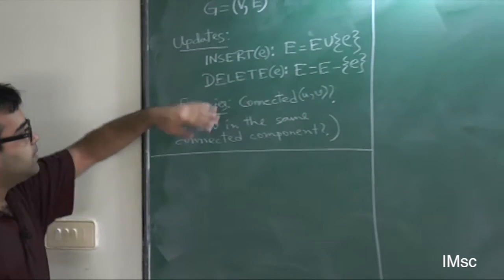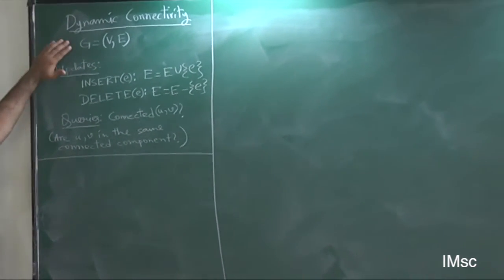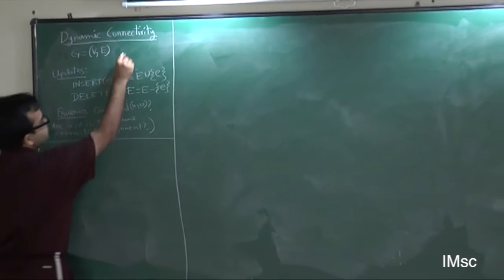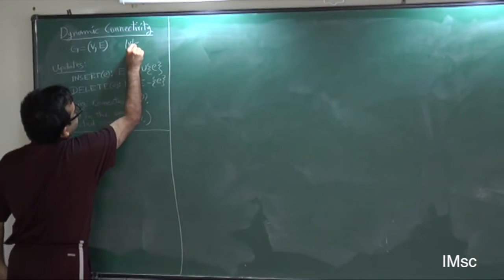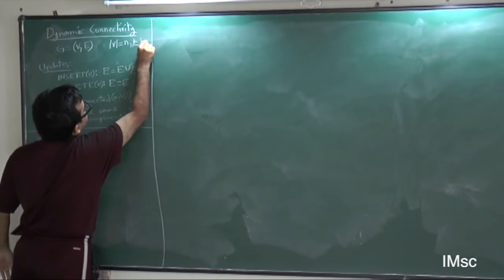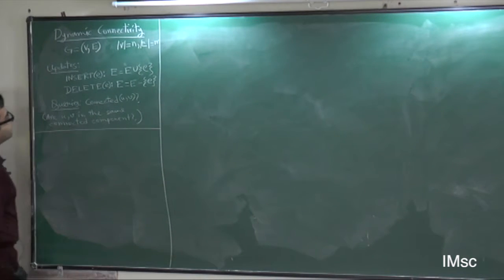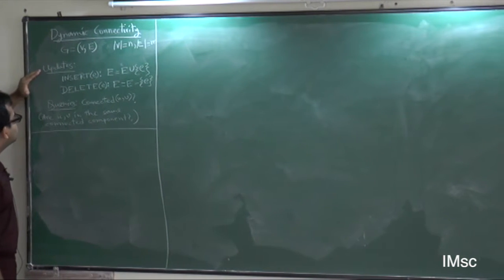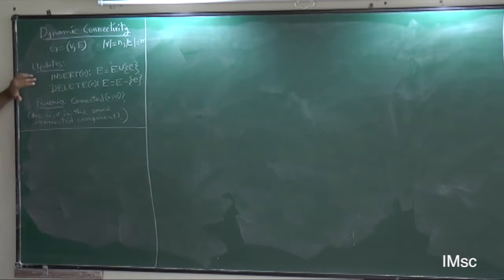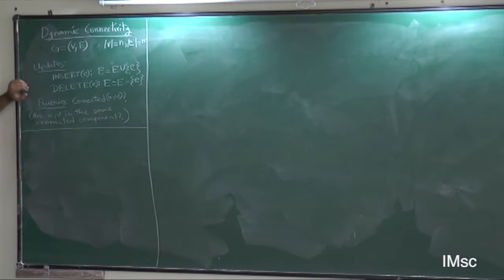Okay. So, what is dynamic connectivity? As stated here, you are given as input an unweighted undirected graph with n nodes and m edges, and now the update operations that your data structure needs to handle are insert an edge into the graph or delete an edge from the graph, and the queries will be given two nodes u and v, are they in the same connected component. Okay.